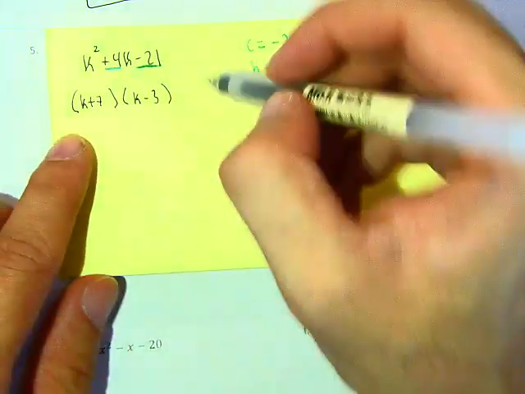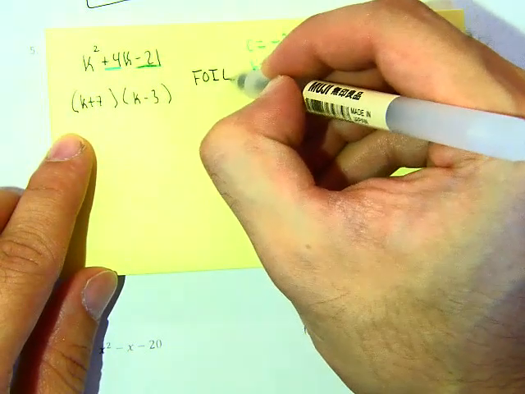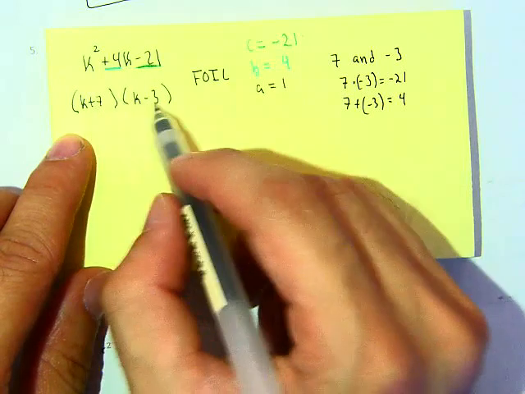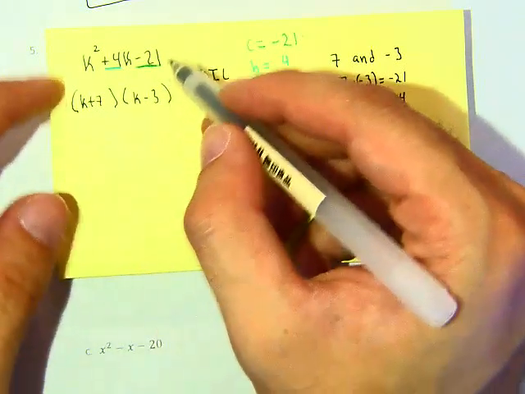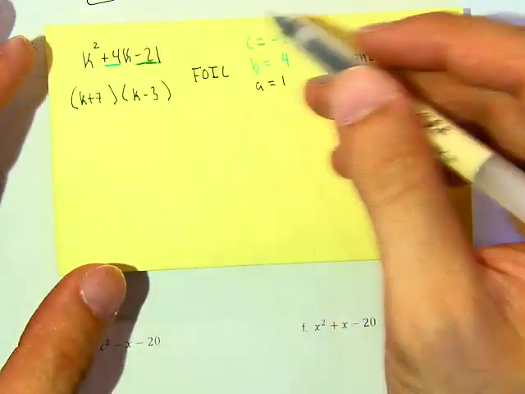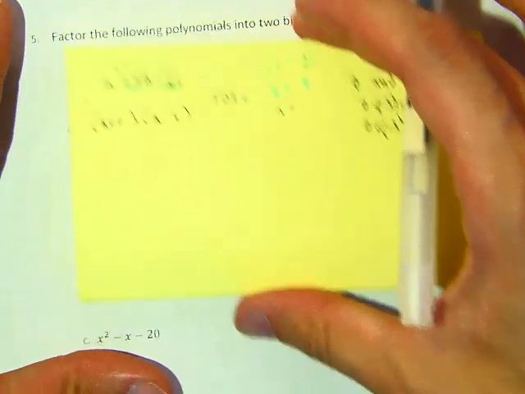And then how do I know that this works? Because if I FOIL this, right? If I FOIL and expand this, what happens when I do that? I should get this, okay? And that's how you kind of go through the process.